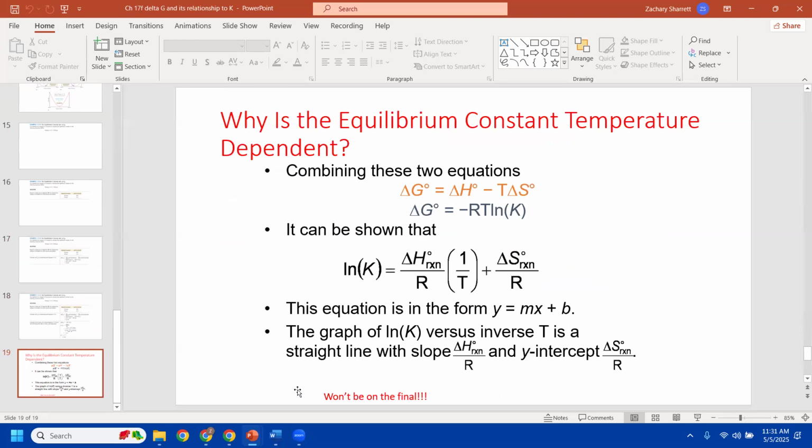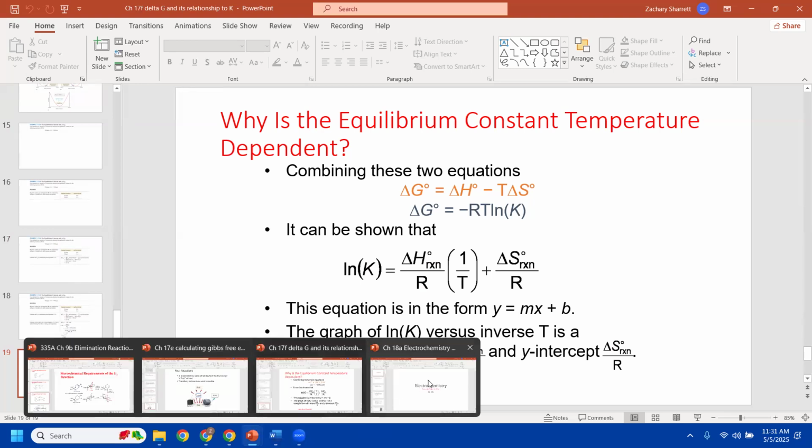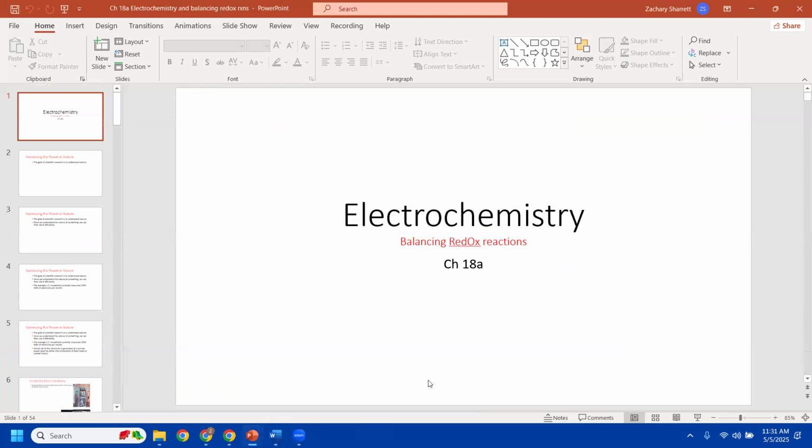But in general, we've learned all the different ways to solve for delta G, right? You're not going to have to use Q or K in any of the problems on the final. Let's look at electrochemistry because it is fun.